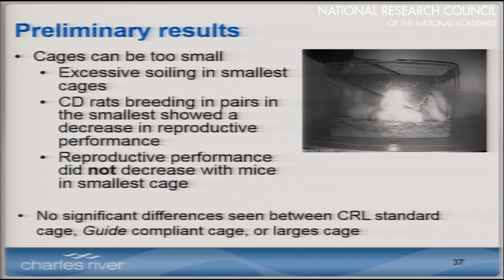And you can see there's an awful lot of mouse mass in that cage compared to the cage bottom. And I think we would all agree that's an overcrowded cage. So that was the smallest, and certainly one that we would never propose should be used for any kind of ongoing breeding program. But we did not see significant differences between the Charles River standard cage that we've used historically and the guide compliant cage or the larger cages. So the 2 cages in the middle and the largest cage, from the performance indices we looked at, all behaved the same.